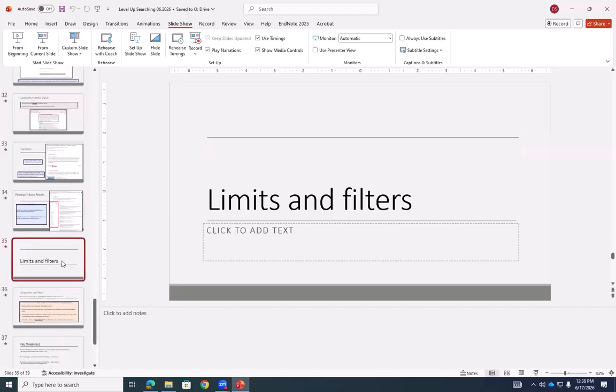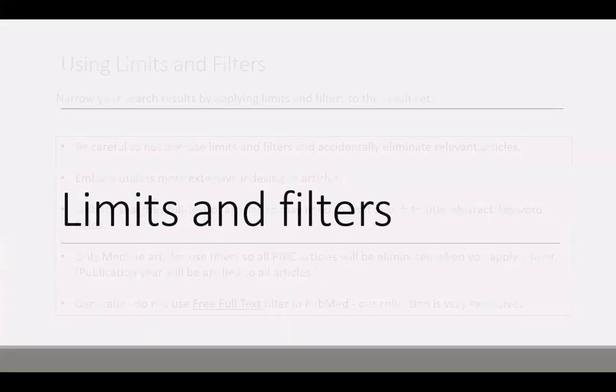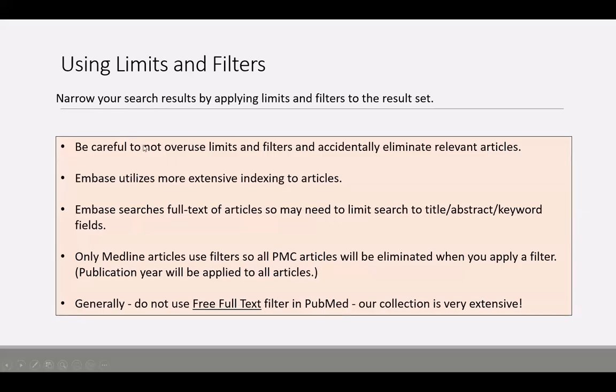The last thing I want to talk about is using those limits and filters. So just a few warnings. Be careful not to overuse them, especially in PubMed, because you might eliminate relevant articles. Embase just does a lot more extensive indexing, so I use them much more heavily in Embase. You may find if you get too many articles that you might need to limit your search to only the title, abstract, and keyword fields in Embase. And it's easy to do that. You can figure it out on the Embase, or you can ask me. Again, only those Medline articles have the filters in PubMed, and generally do not use the free full text filter because you'll lose access to our wonderful collection.